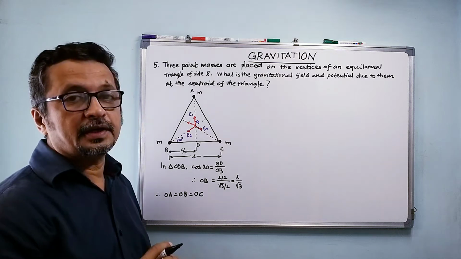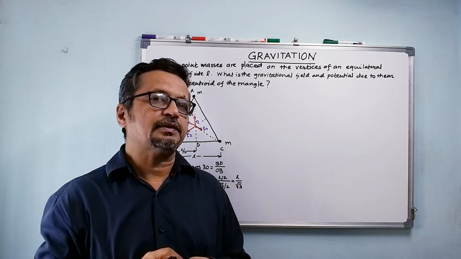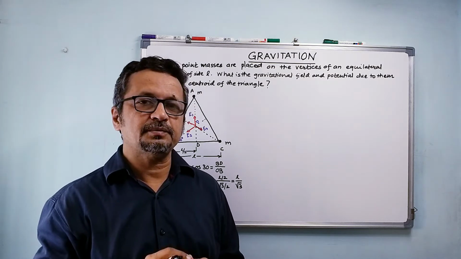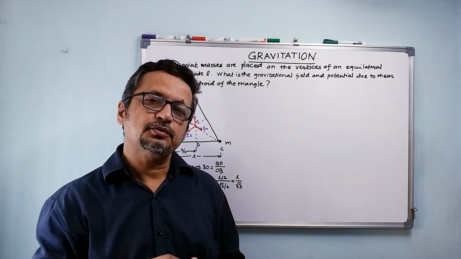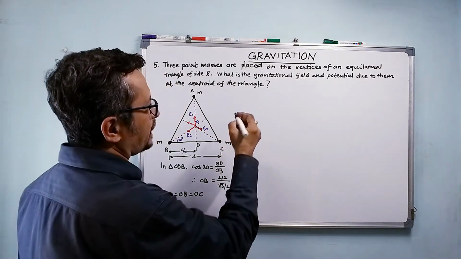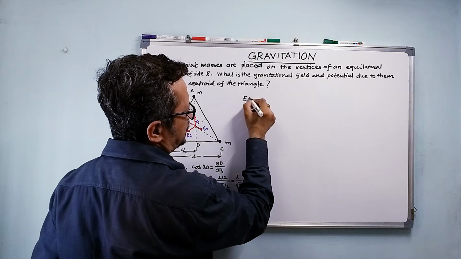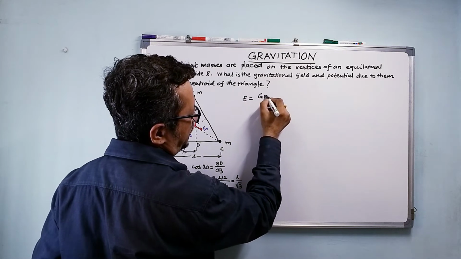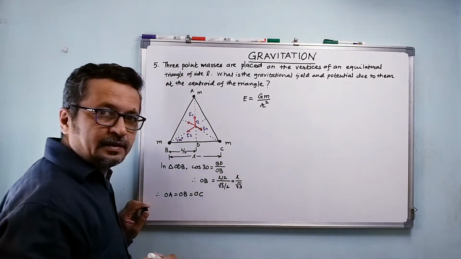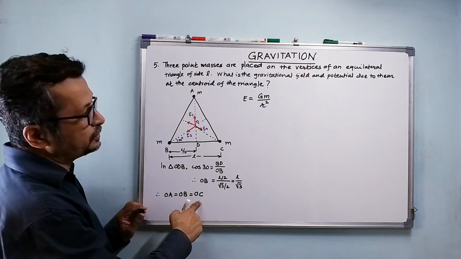Now coming to gravitational potential. Like electric potential, what is gravitational potential? It is the amount of work done in bringing a unit mass from infinity to that point. It is the unit mass, correct? So my gravitational field, let us call it E, is going to be equal to GM upon R square. That is the formula. Now here R would be OA and OB and OC.